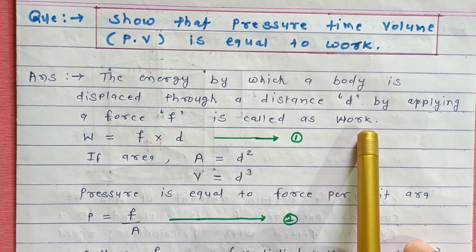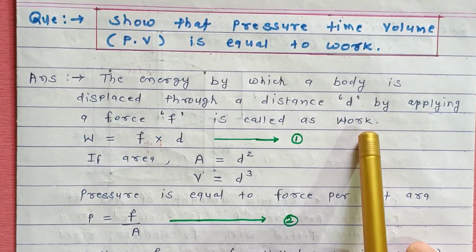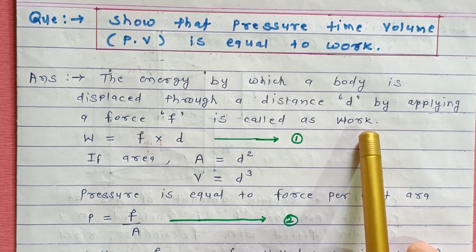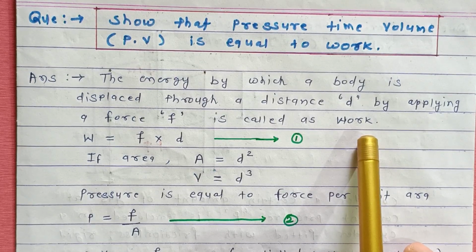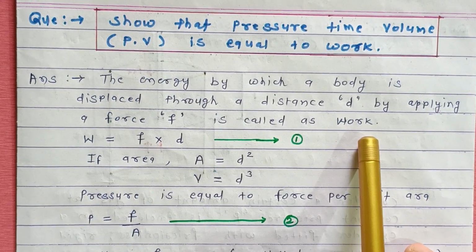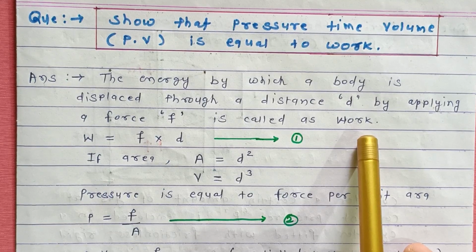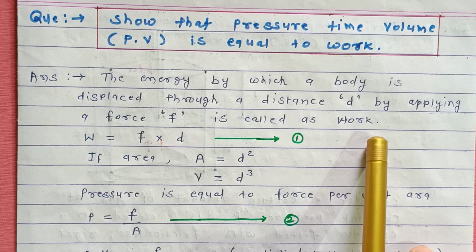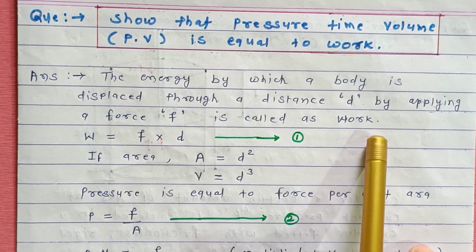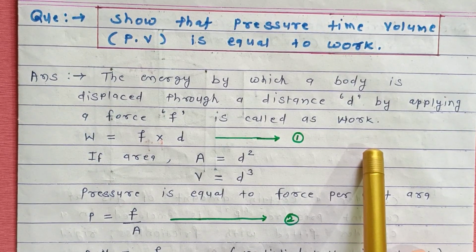But work means what? When you are applying a force and the body is traveling some distance, then work is said to be done. If there is a wall and you are applying pressure, there is no movement of the wall, so no work is done. But when there is a chair and you are applying a force and the chair is moving some distance, then work is said to be done. Clear? So the concept of work is related with the force applied and the displacement that takes place. That we are calling work.